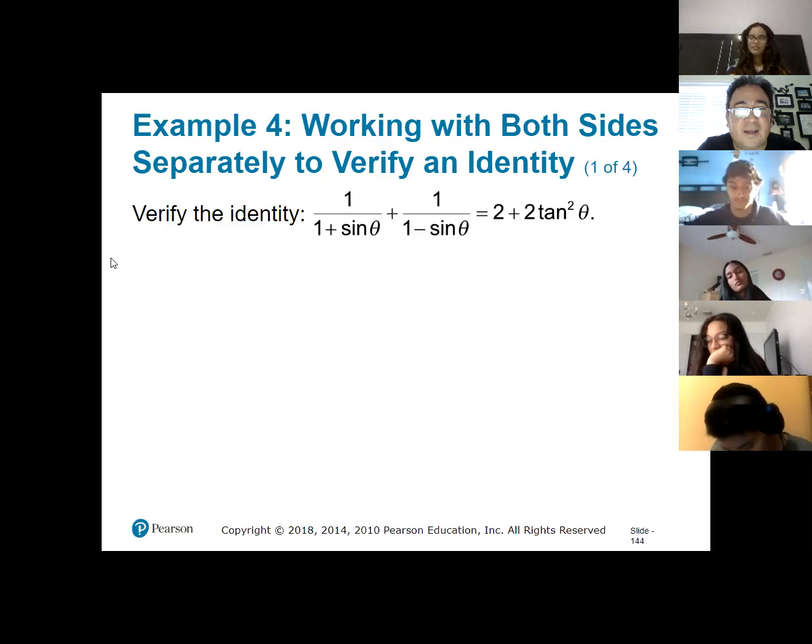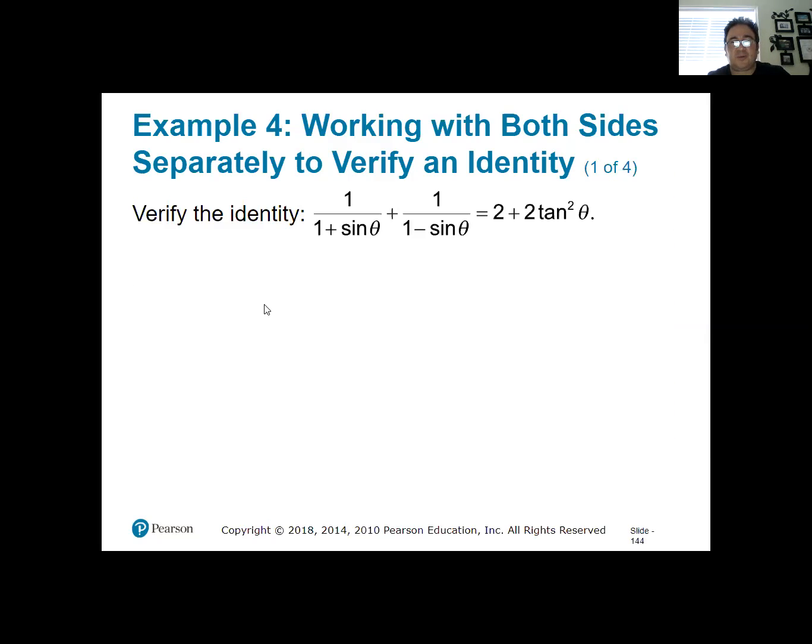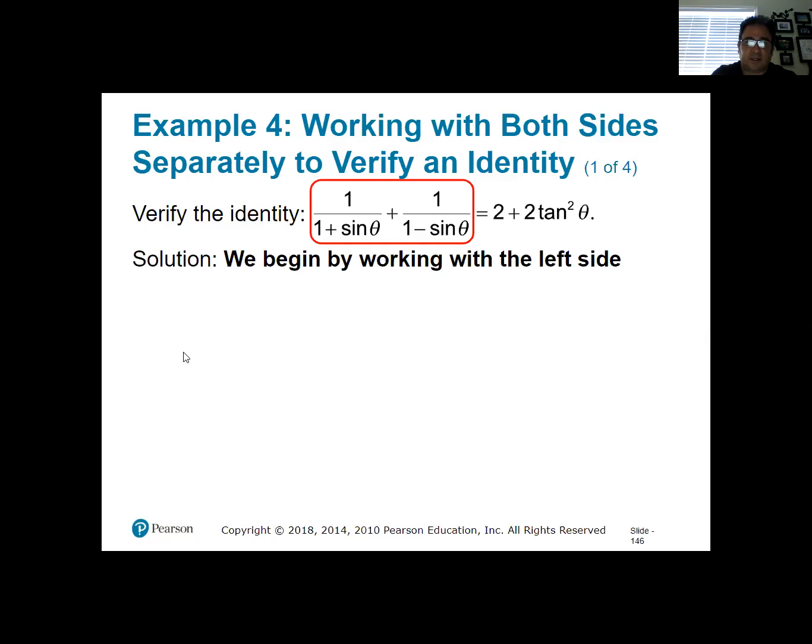So in this one, neither one is easy, and it doesn't matter which one you pick. This is the type where you're going to have to work on both sides and hopefully end up in a place where they both equal each other, right? So we'll start off with the left side. Let's take a look at that.